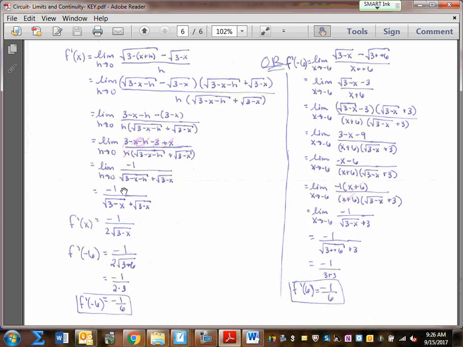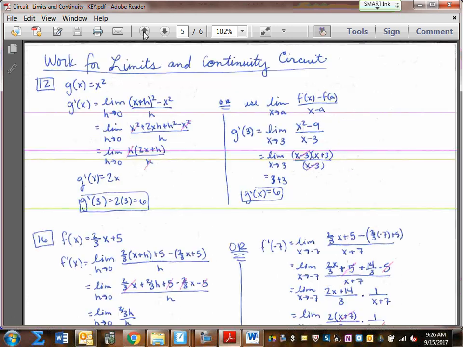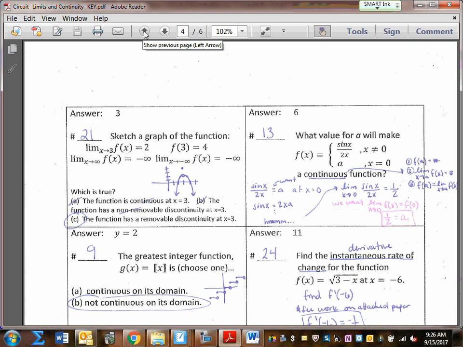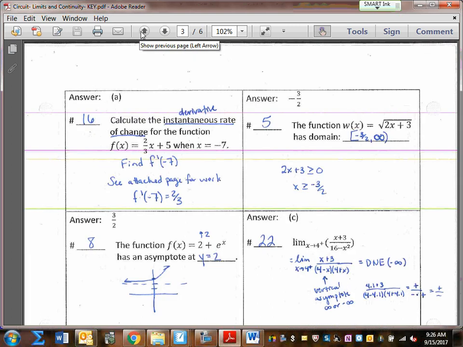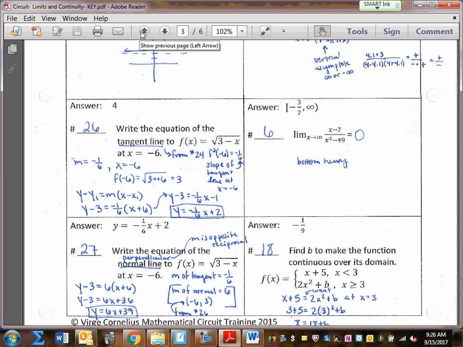But to write the equation of the tangent line, I need to have the slope and a point. So they gave us one of our points. They gave us our point for x equal to -6. And we had from our previous problem that our slope, our derivative at that point, was -1/6. So we have our slope, and we have our x value. Then in my point slope form, what am I still missing?